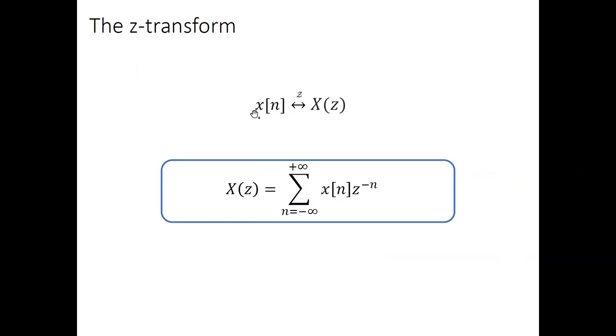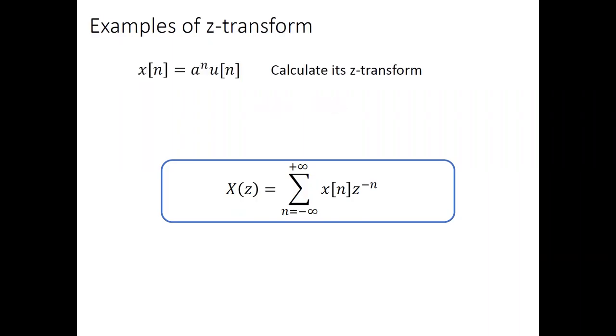So for a discrete time signal x of n, multiply z to the power minus n, taking the infinite sum for n from minus infinity to plus infinity. In the result, there's no integer index n. It only depends on the variable z. And denoted by capital X of z, it is the z transform of the discrete time signal x of n. This is the definition of z transform.